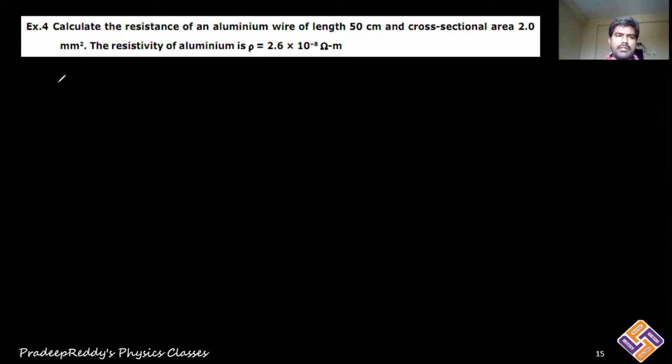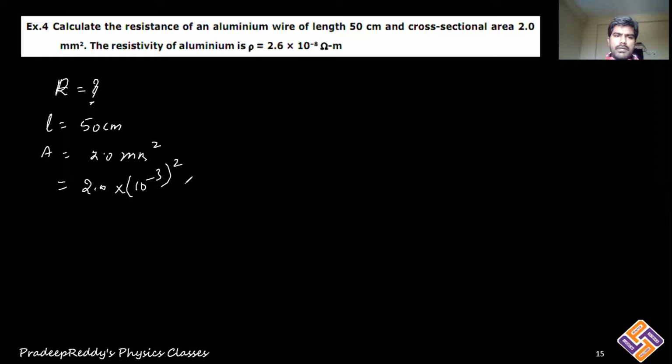Calculate resistance. You are supposed to find out the resistance of the conductor. R is equal to how much? Length of the wire is given, it is 50 centimeter, and cross-sectional area is given as 2.0 millimeter square. Remember, whenever you get prefixes like milli in the data, you should immediately convert it into SI system. So 2.0 into milli is 10 power minus 3 whole square meter square, and 50 centimeter is 50 into 10 power minus 2 meter.